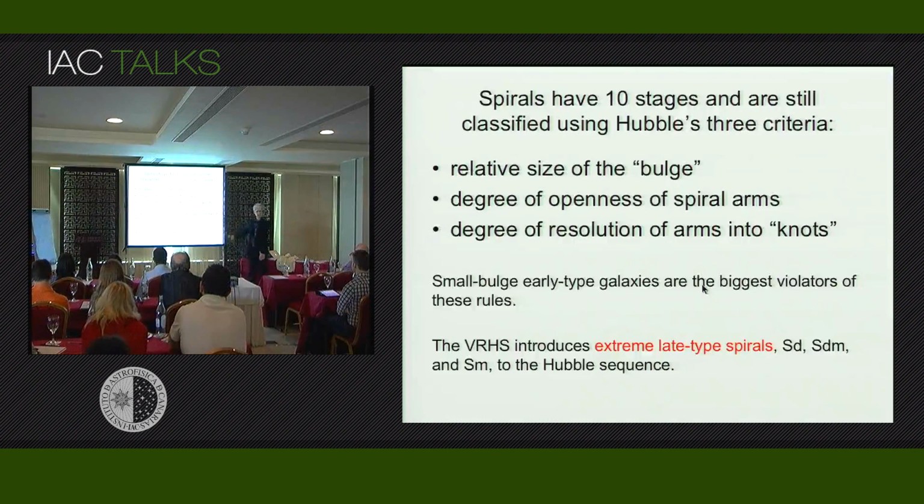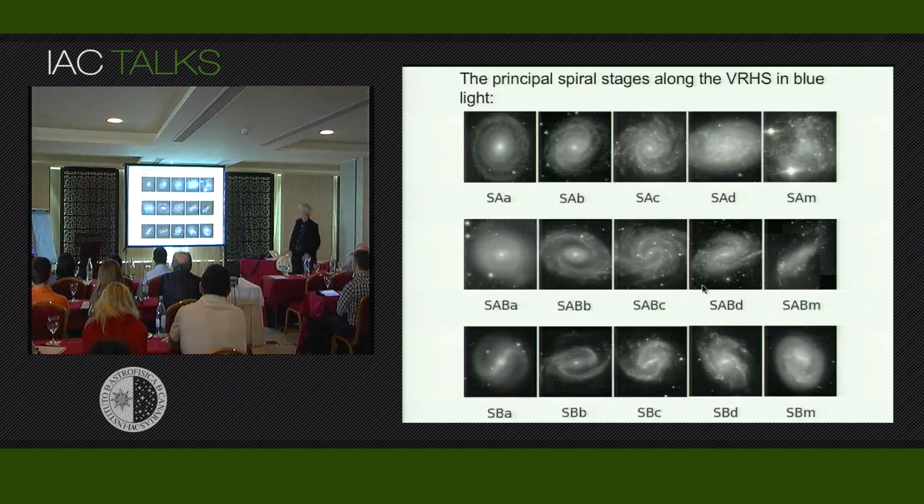Another thing that de Vaucouleurs did is he introduced what I call extreme late type spirals, SD, SDM, and SM. They're far more abundant than any of the other types of spirals. These are the spiral galaxies, these very, very late types. They can be very asymmetric. Now, here's a little sequence which I hope is visible of the different types at different families, but not at different varieties, just not to make it too complicated.